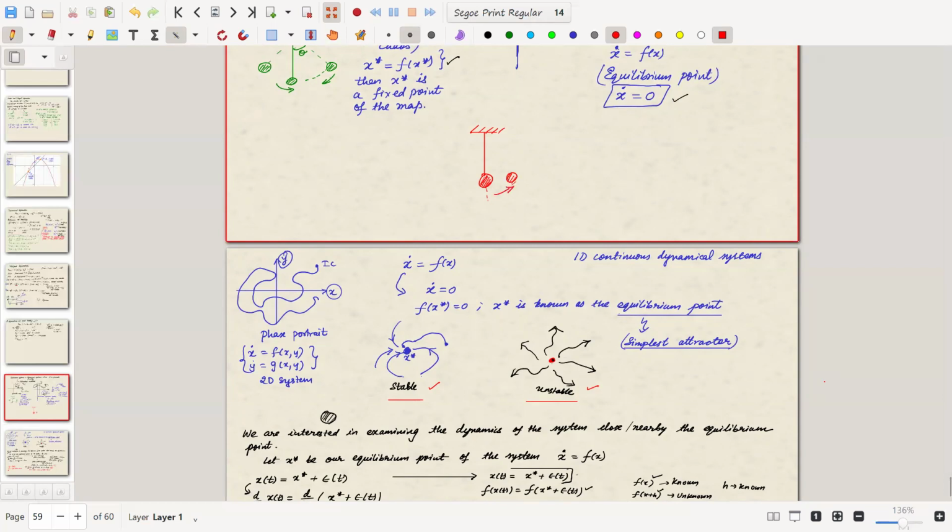Like you can see, the pendulum is here. So what you do is give a tiny perturbation. What will happen? It will just go to this side, right? Then do you think it will stay there?